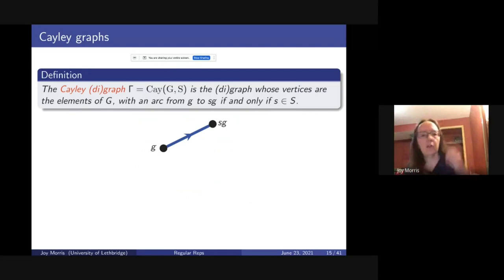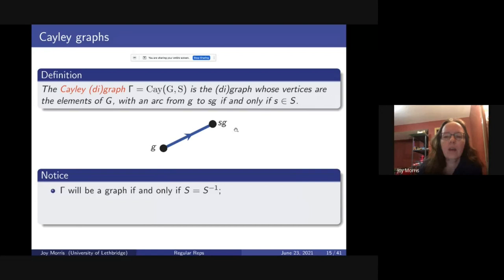So I think probably you're all familiar in this group with Cayley graphs, but let me go over the definition very quickly. A Cayley graph or a Cayley directed graph is defined on a group G with a connection set S. It's the digraph whose vertices are the elements of G, and we put an arc from g to s g, left multiplied by an element s, if and only if that little s is in the connection set S.